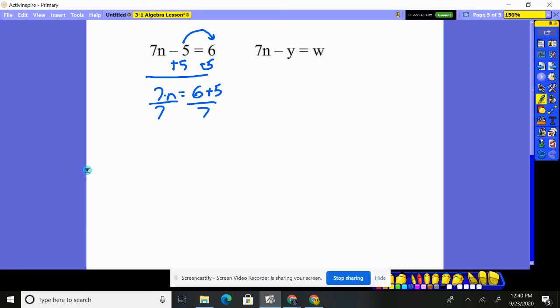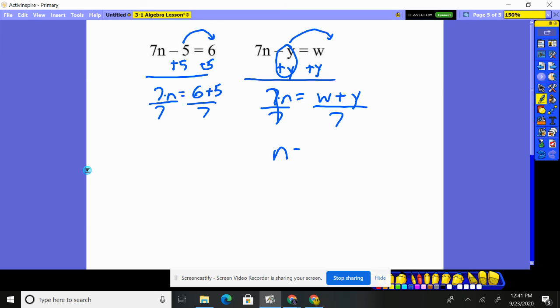Well, same thing here. If I want to get n by itself, I've got to move this y over. How am I going to move subtract y over? I'm going to add a y to both sides. That'll get rid of it on this side and basically moves it to the right-hand side. So on the right-hand side, we have the w plus the y. Now we must undo multiplying by 7. We divide by 7. So n is equal to the expression w plus y, divided by 7.